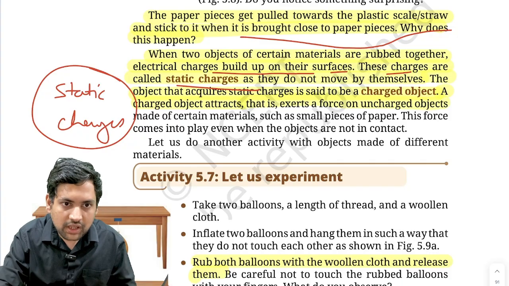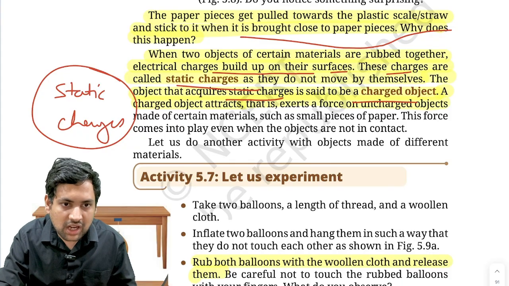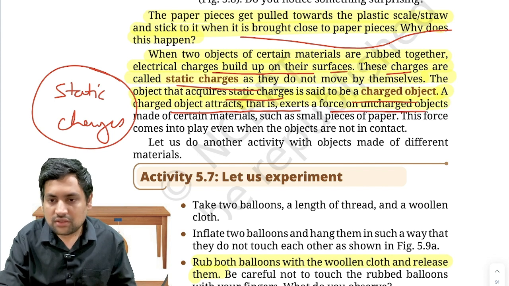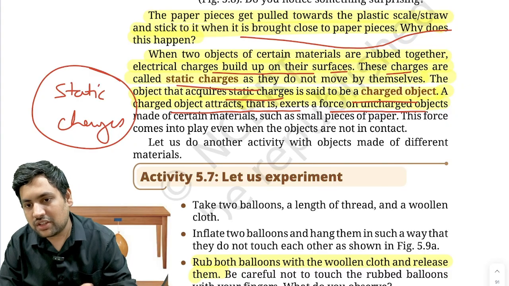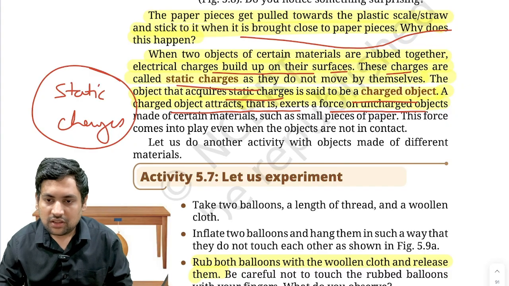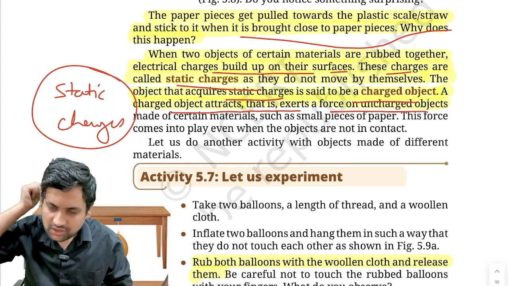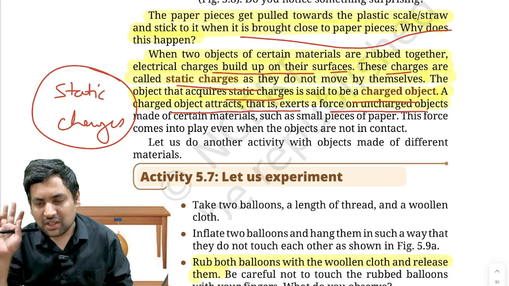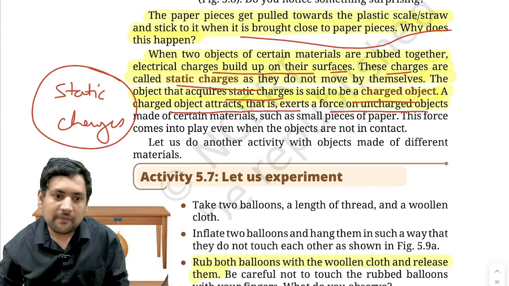one of the bodies acquires static charge, and this is called a charged object. A charged object attracts another charged object which is of opposite nature, or an uncharged object. So in this case, because that comb got charged by rubbing, the comb got charged with any kind of charge, positive or negative, does not matter. The paper was uncharged, so it will attract the paper, correct?